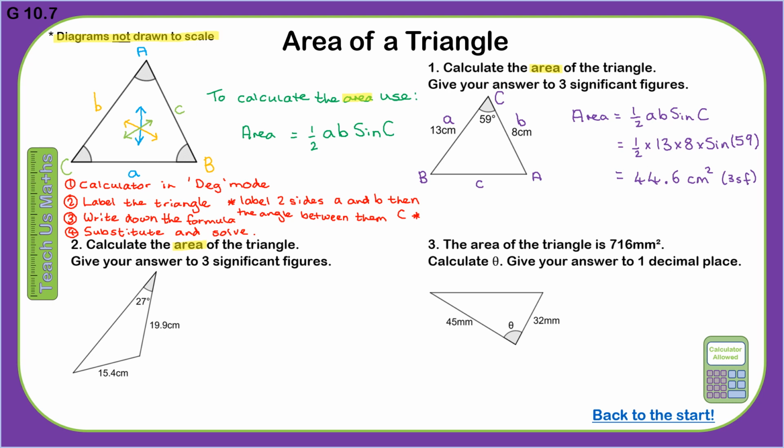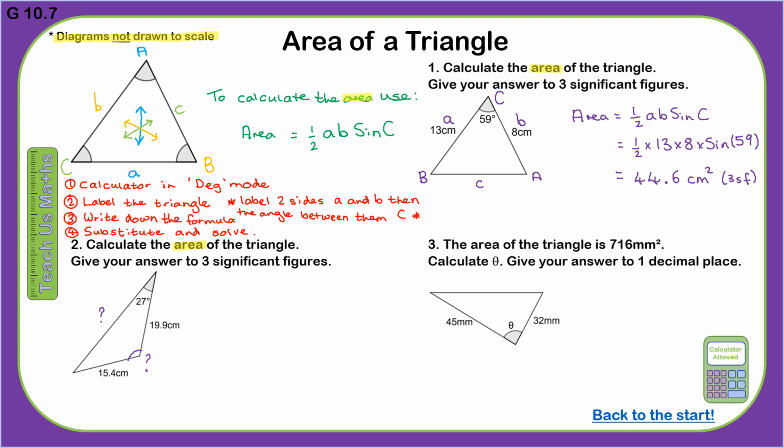In order to work out the area, I need to have the length of two sides and the angle in between them. So for this question, I either need to work out the length of this side here, so that I've got two sides and then the angle of 27 degrees between them, or I need to work out the size of this angle here, so that I've got two sides and the angle in between them.